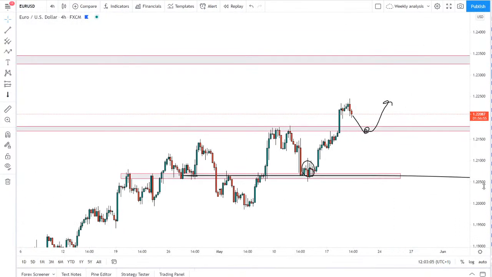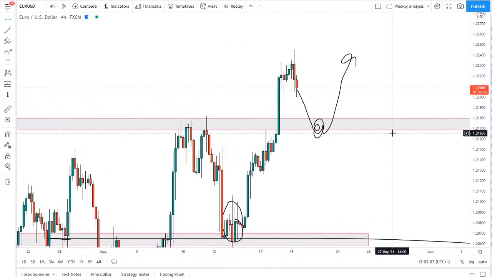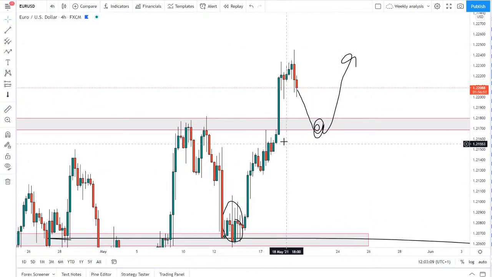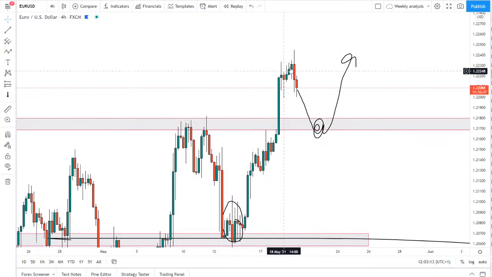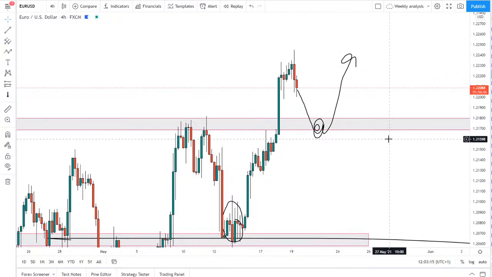EUR/USD, still waiting on a little bit more retracement for this pair back into 1.21800. Again, retest that, give some nice confirmation, let's go long from there, and looking like we could be seeing a bit more retracement for that pair, but overall still very bullish on EUR/USD.